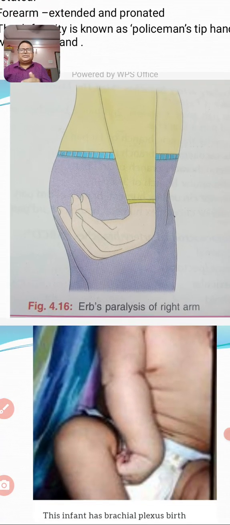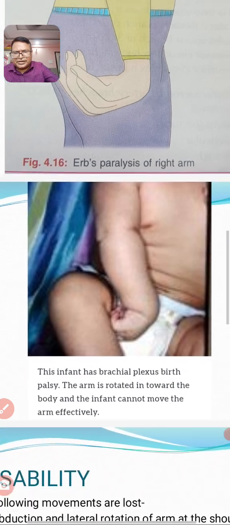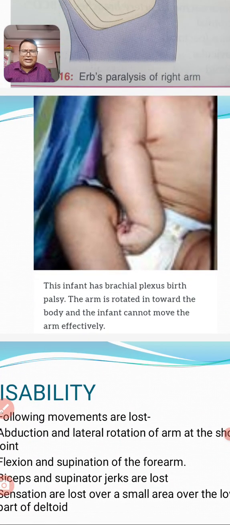So in Erb's paralysis, the forearm is extended and pronated, not supinated. In this infant with a brachial plexus birth injury, the arm is rotated towards the body, that is medially, and the forearm is extended and pronated. The infant cannot move the arm effectively. This is the case of Erb's paralysis.